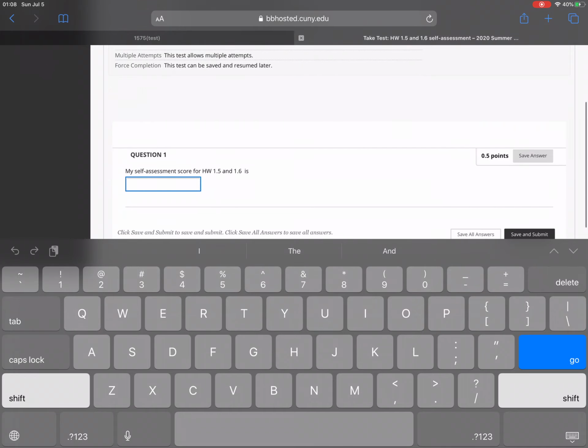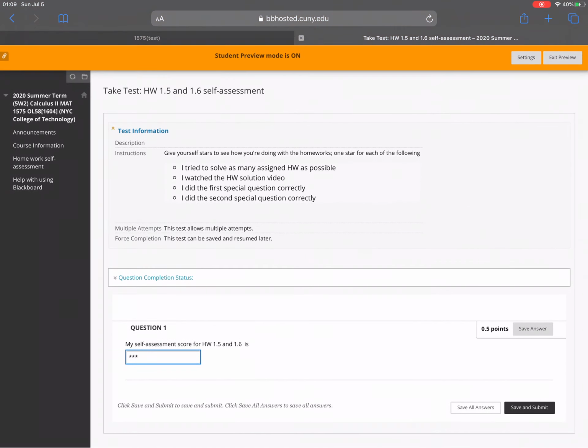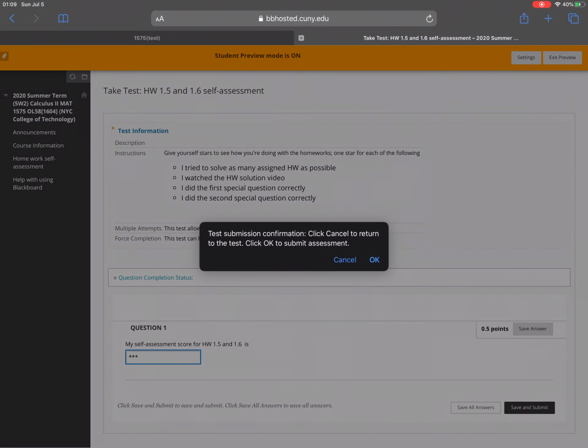Okay, but don't be too generous either, right? Perhaps better to be stricter, then you'll feel better afterwards. Otherwise you say, oh, I thought I was doing better, and then on the quiz you don't. So 3 stars we said, right? 1, 2, 3. Then say save and submit. It asks for confirmation. Don't forget to push on confirmation here.